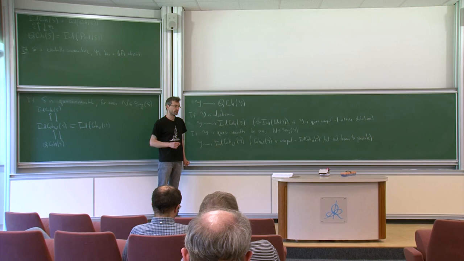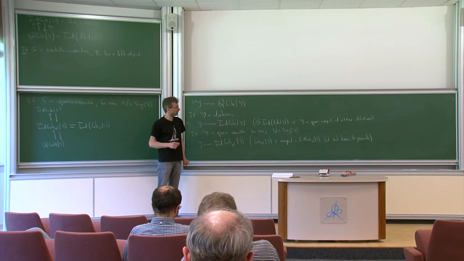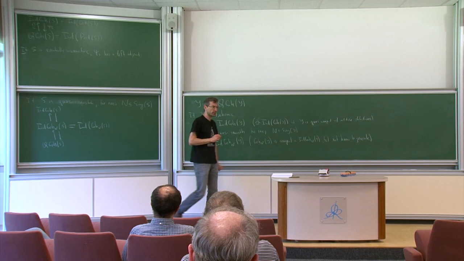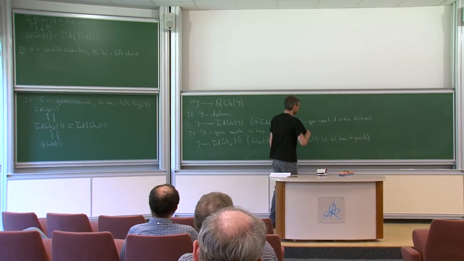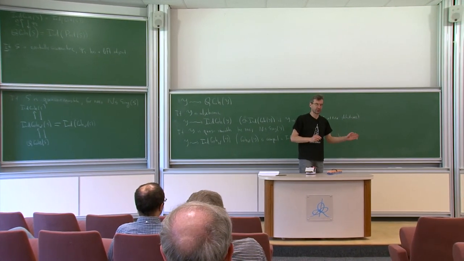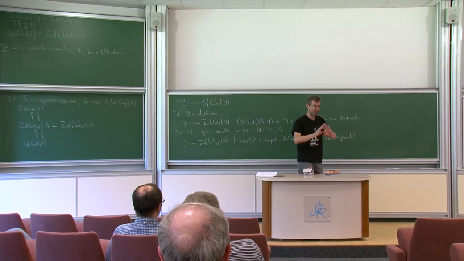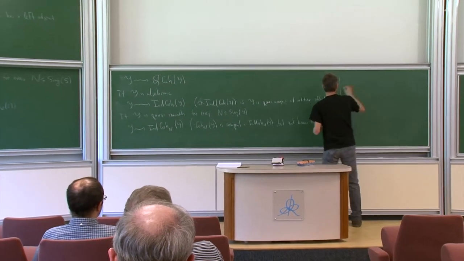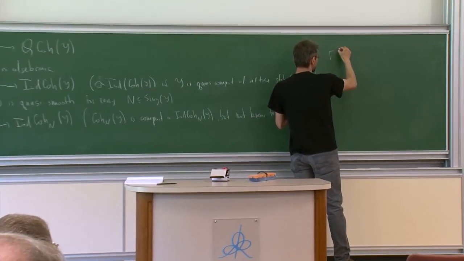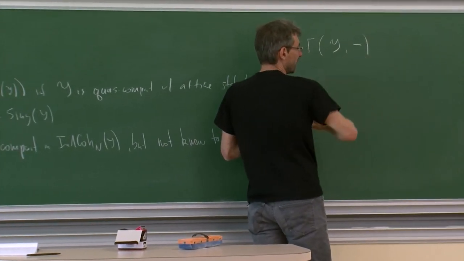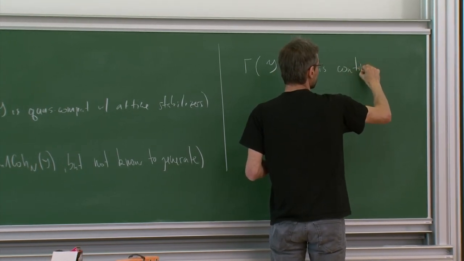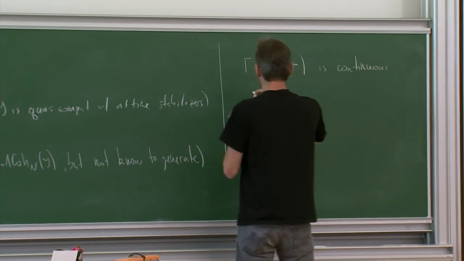So what you are saying about comparing IndCoh and Ind of Coh, does it go much beyond this approximation argument? Yes. There is one essential thing that one needs to prove. I wasn't planning to go here in this talk, but it's a kind of cool theorem that under this assumption, what you have to prove is that the functor of global sections is continuous.